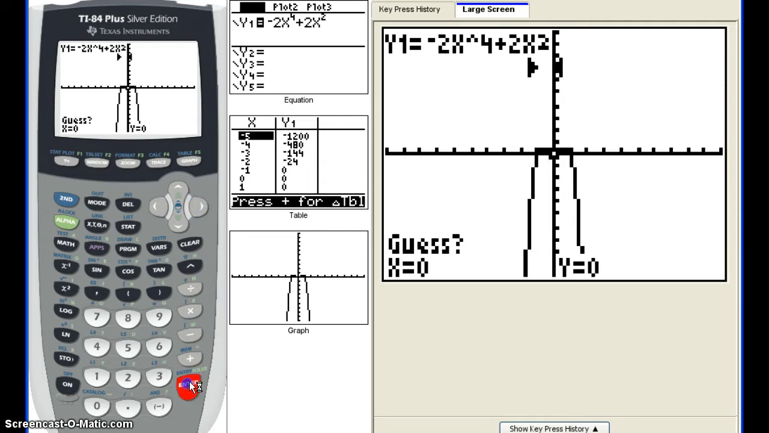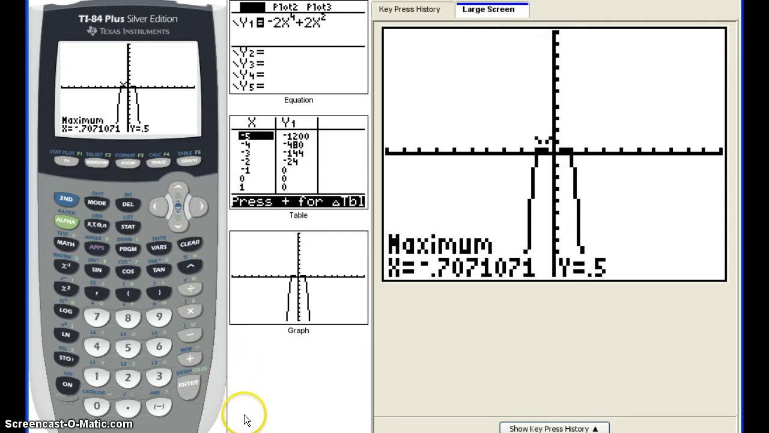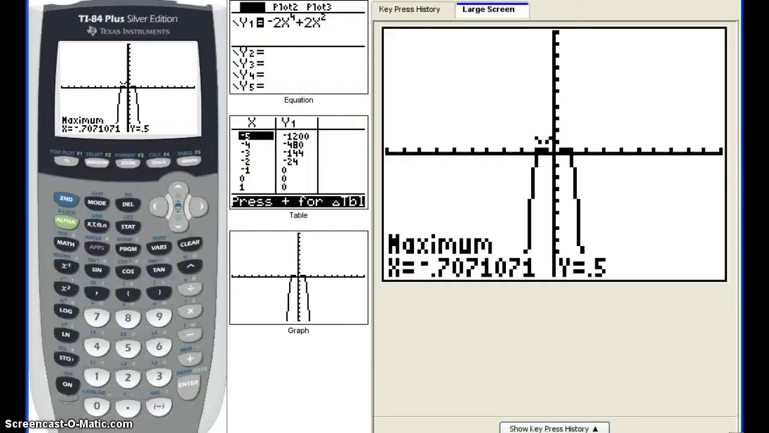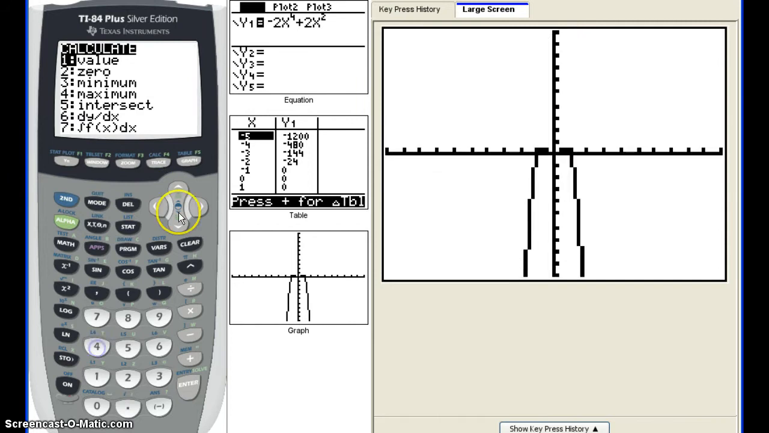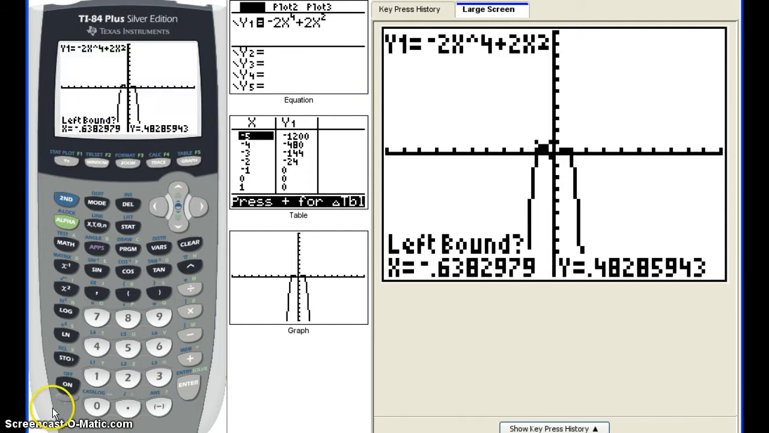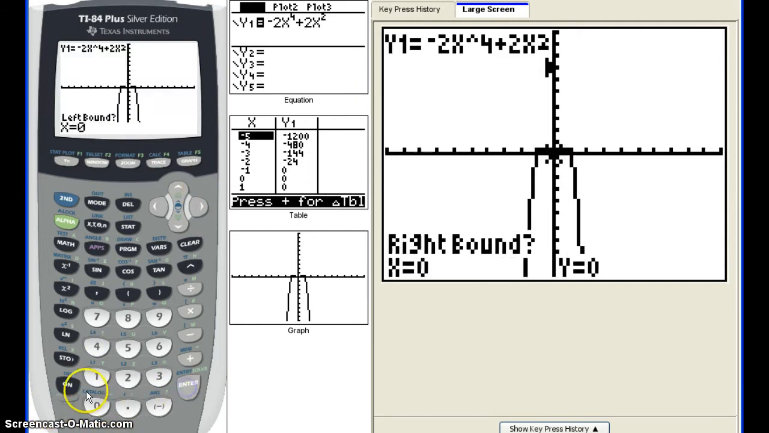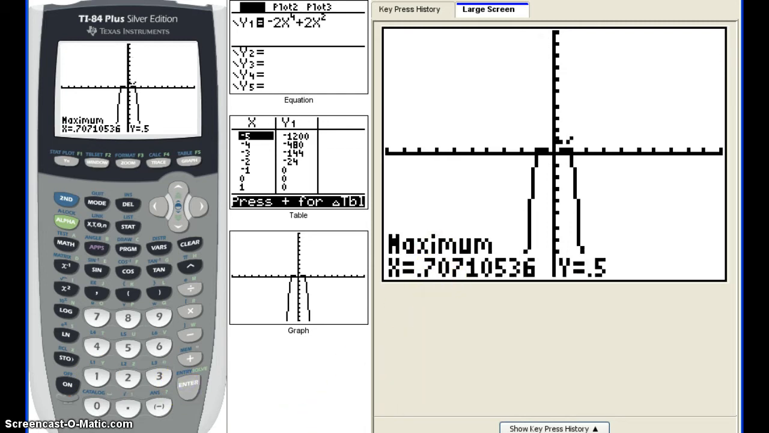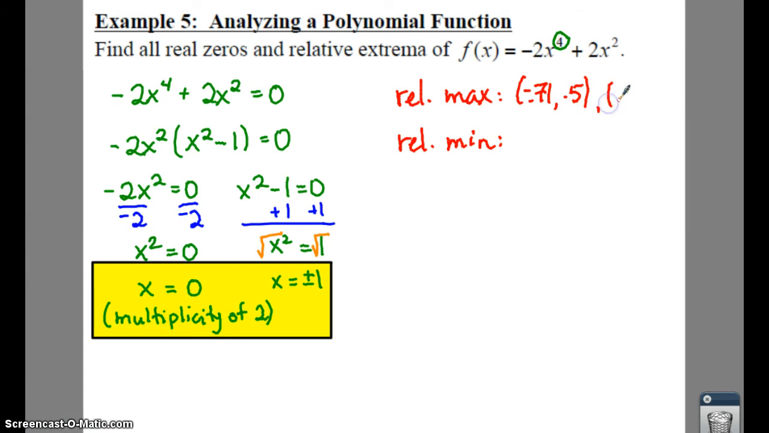Enter. So one of ours is at negative 0.71 comma 0.5. So one relative max is negative 0.71 comma 0.5. And we have another one. I'm going to guess it's going to be just the same on the right side. Second trace, 4 for your max. In this case, I'm going to type in a 0 for my left bound, type in 1 for my right bound, hit enter, and we get 0.71 comma 0.5. So you have 2 of those, positive 0.71 comma 0.5.